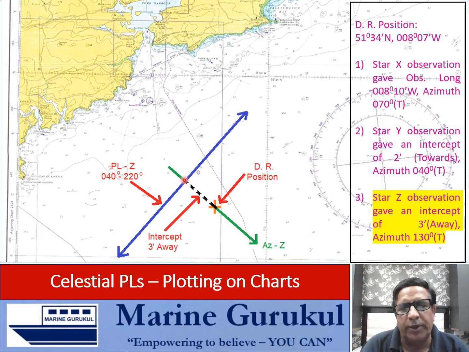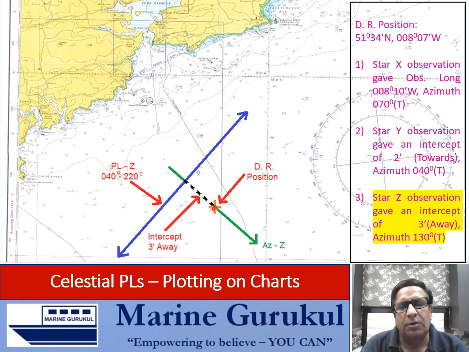Through this point we draw PL perpendicular to azimuth, and azimuth is 130 degrees true. So minus 90 plus 90 gives us the PL direction of 040 degrees to 220, which is drawn through ITP, being a celestial PL represented by single arrow at each end. So this segment with broken black line drawn out here represents away intercept of 3 miles.